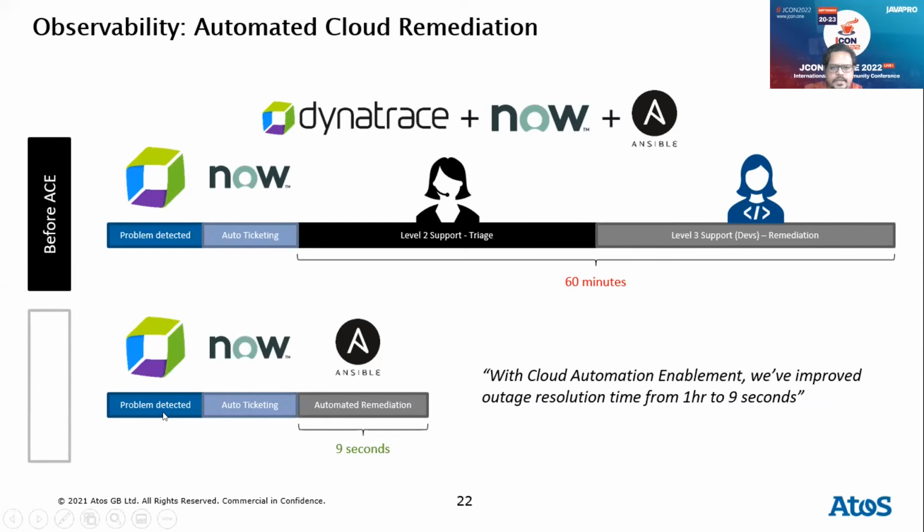The problem is detected, there's auto ticketing done, and then you analyze the entire issue, do a root cause assessment, do an anomaly detection, and then do an automated remediation as well. If I go back to my earlier example, let's say we have an issue with the virtual machine and it needs to be restarted. This is where the auto remediation takes place.